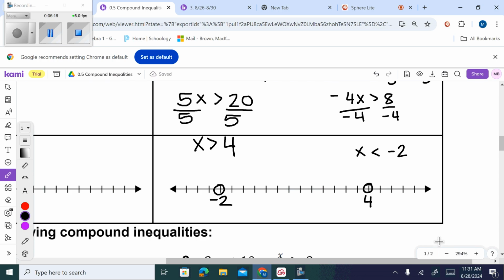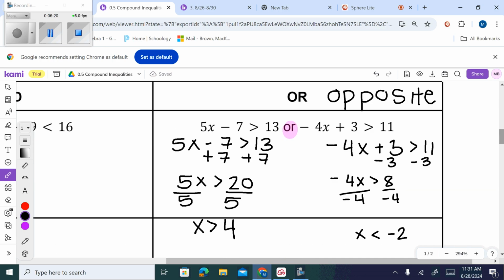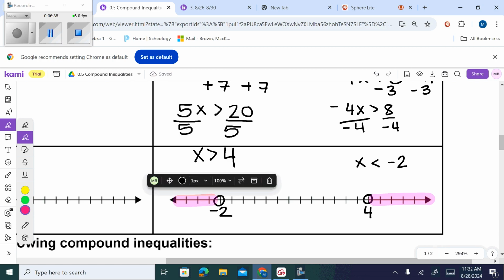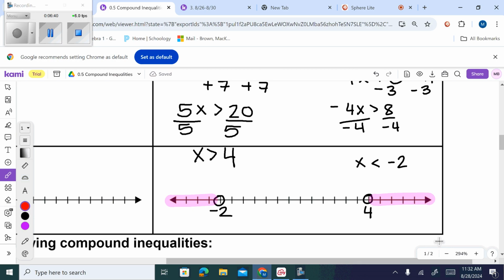Alright, what kind of problem did we say this was? When I draw my lines, let's just double check. Right here it says x is greater than 4. So when I get to this 4, which way should it be going, to the left or to the right? Good, to the right. What about negative 2? Which way should that be going? Are those going in opposite directions? Yes.